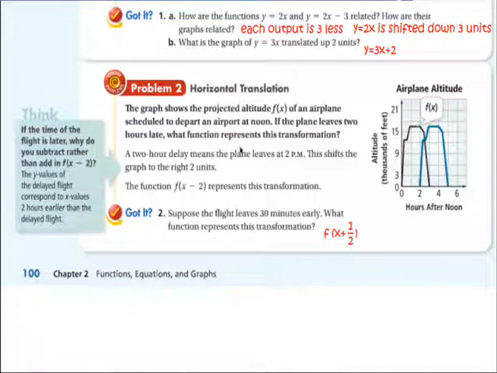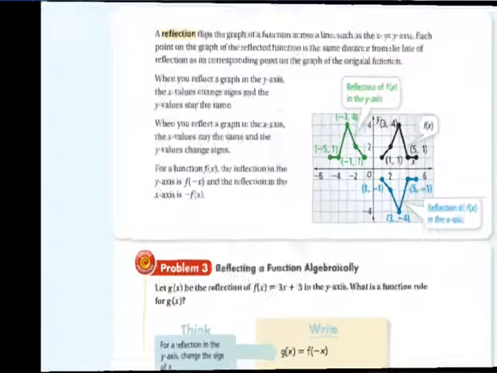If you're worried about how you're going to remember what does what, there's a really good graphic organizer that I'm going to show you at the end that you can copy down to help you keep all your functions and all the transformations of them straight.